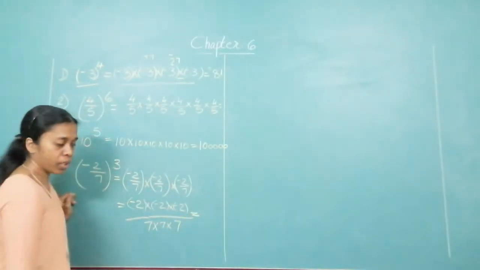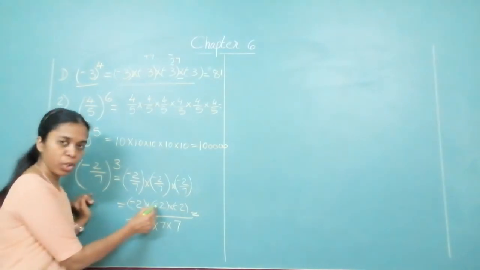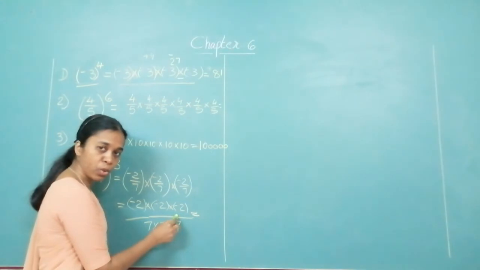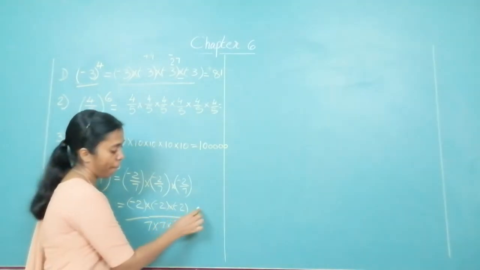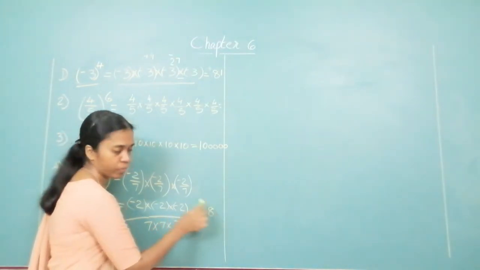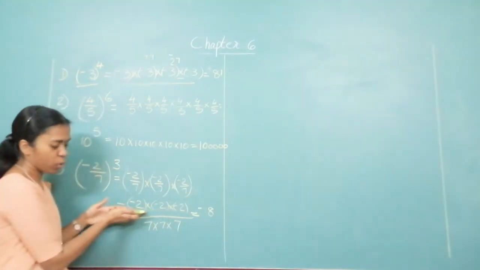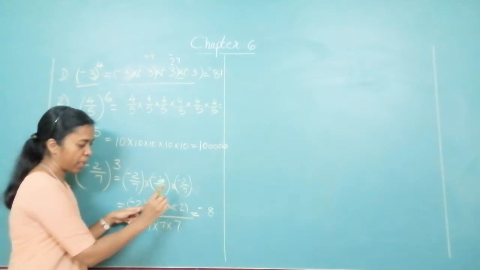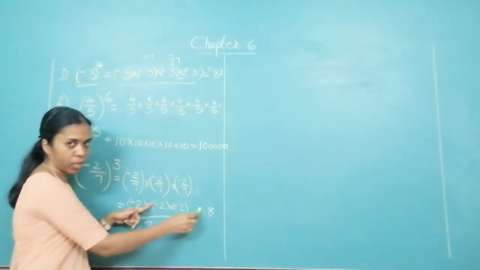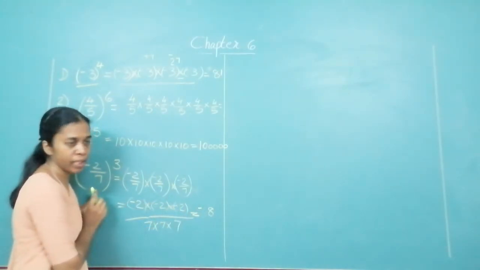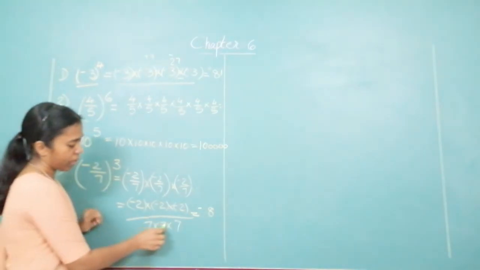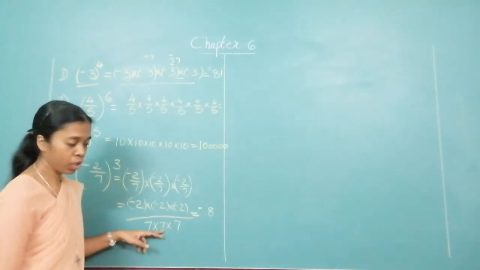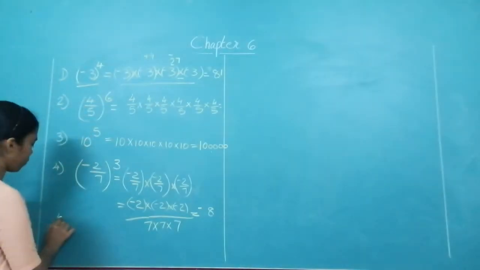How do you get it? Minus 2 into minus 2 is plus 4. Plus 4 into minus 2 is minus 8. Multiply 2 digits at a time. So you can see minus into minus becomes plus. Plus into minus becomes minus. So the answer will be minus 8. 7 sevens are 49. 49 into 7.